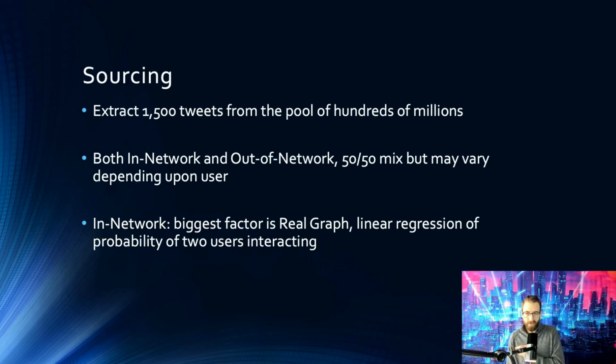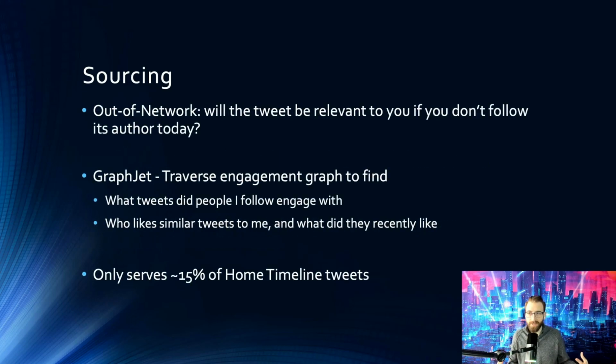So for in-network, what they do is they use linear regression to figure out what is the probability, if I show you this tweet, that you will interact with it in some way. Maybe that is a like or a thumbs up. Maybe you're going to comment and add to it. Maybe you're going to retweet it, and getting it as close as possible to that line of regression. That's what they're after when they're looking for in-network. So they're looking for engagement.